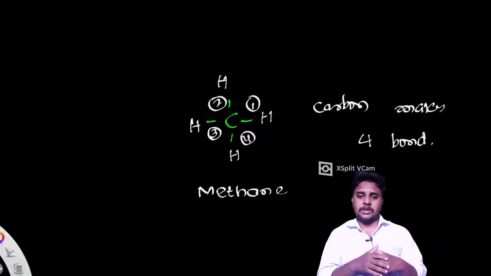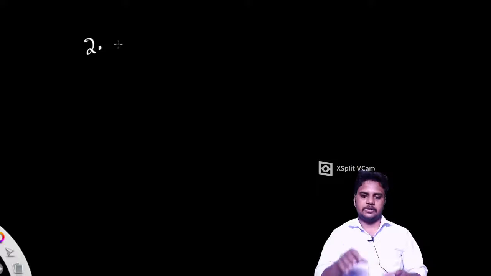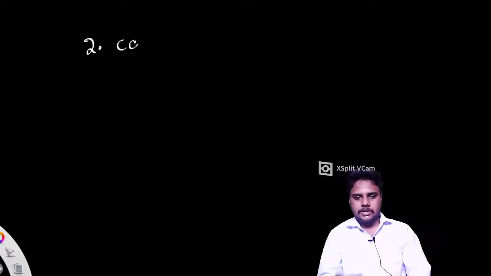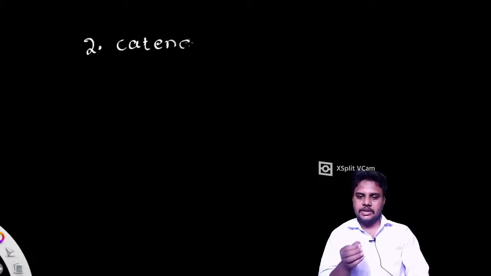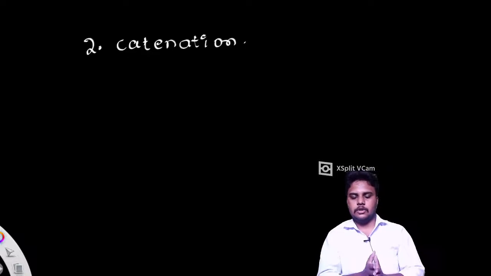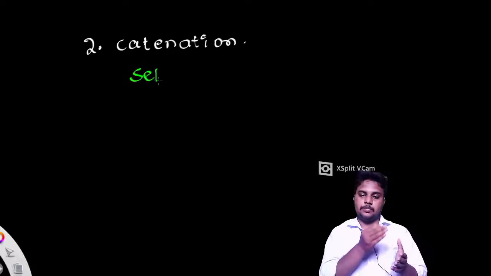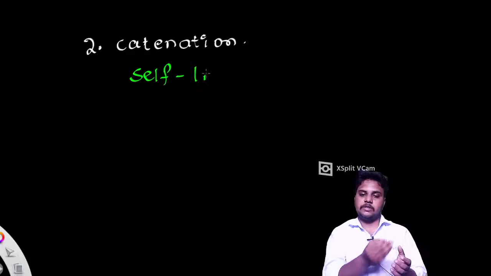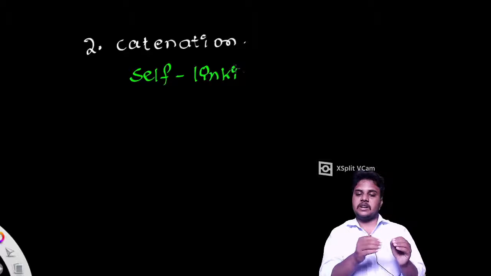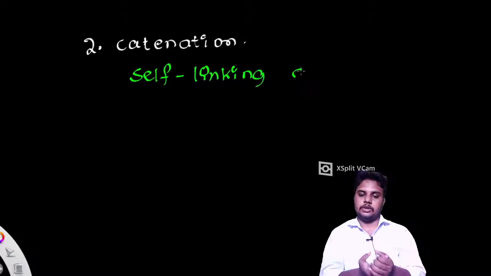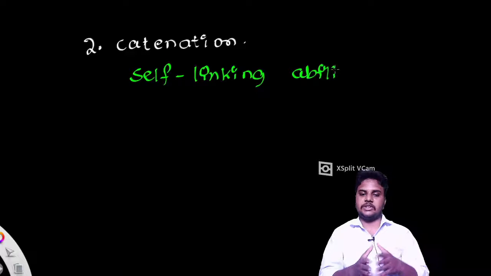The next property of carbon is catenation. Now what is catenation? That is the question in our mind. So how do you write the definition? Catenation means carbon has a special property, due to which it will make a covalent bond with itself only. This property is known as catenation.